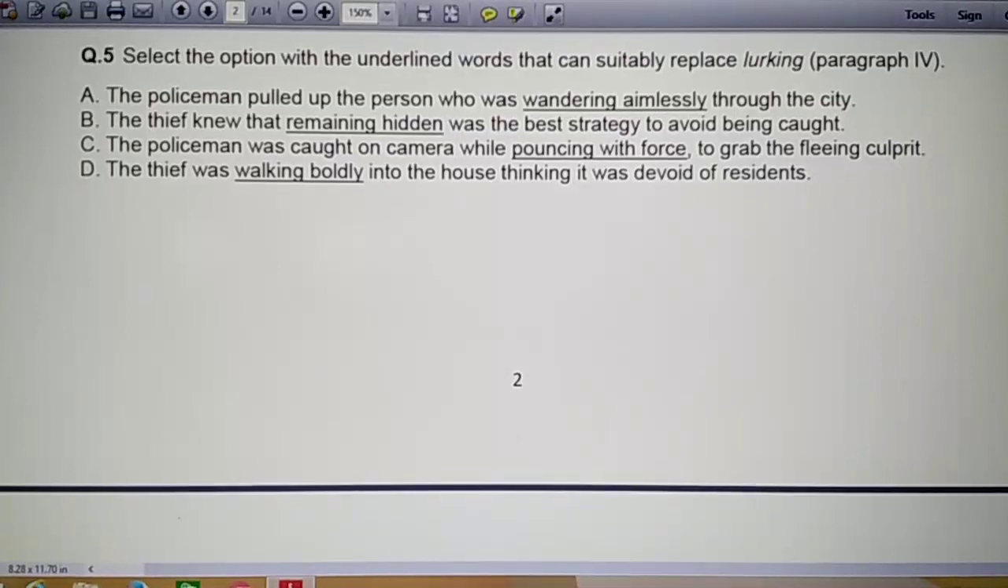Here is question number 5, select the option with the underlined words that can suitably replace "lurking." Paragraph 4. Option A, the policeman pulled up the person who was wandering aimlessly through the city. Option B, the thief knew that remaining hidden was the best strategy to avoid being caught. Option C, the policeman was caught on camera while pouncing with force to grab the fleeing culprit. Option D, the thief was walking boldly into the house thinking it was devoid of residents. So the right option will be B, remaining hidden.